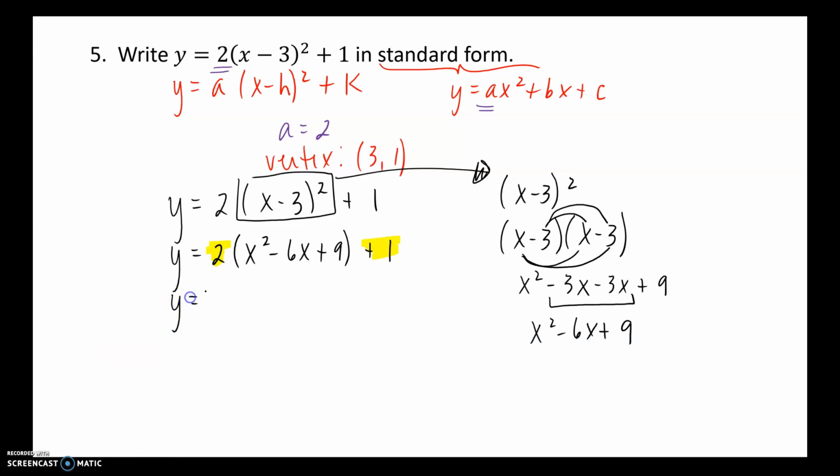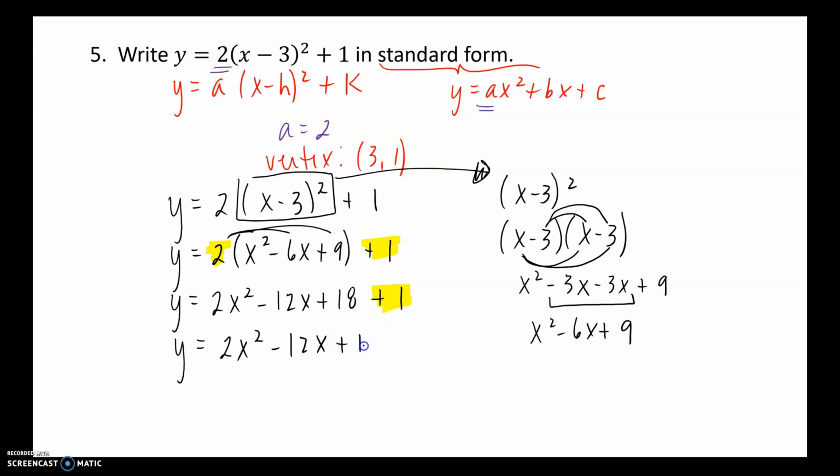All right, so my next step would be to distribute the 2 to all 3 terms in the parentheses. 2x squared minus 12x plus 18. Don't forget about my poor little plus 1 here. Okay, now my final step, pause the video and try and determine what the final step would be. So my final step would be, now my like terms are 18 plus 1, which gives me a value of plus 19.